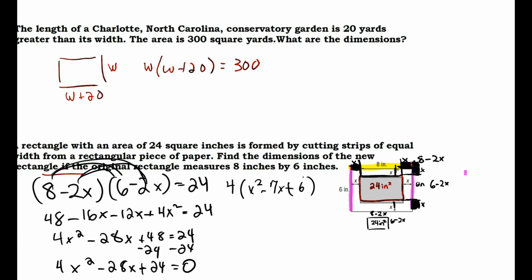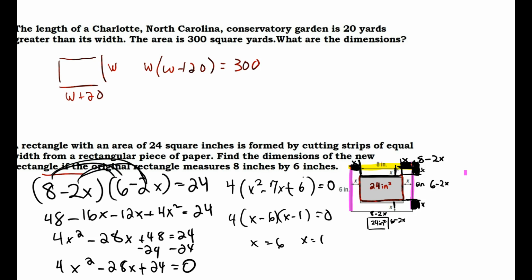All right. So now we end up with 4 times (x minus 6)(x minus 1) is equal to 0. This is the same sign, it's going to be minus 6 and minus 1, and then we end up with x is 6, x is 1. So what are they asking for? Because x is 6 and x is 1.